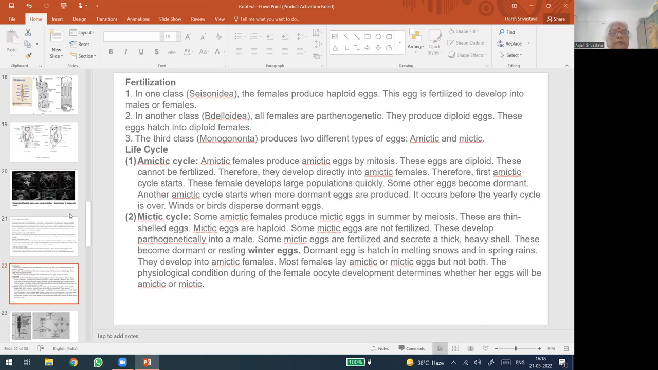So after the reproductive gametes fuse, in one class, Seisonidea, the females produce haploid eggs. The egg is fertilized to develop into males or females. A very particular behavior is found in fertilization in rotifers. Parthenogenetic development also occurs, which may be haploid or diploid; they can develop into adults even without fertilization.